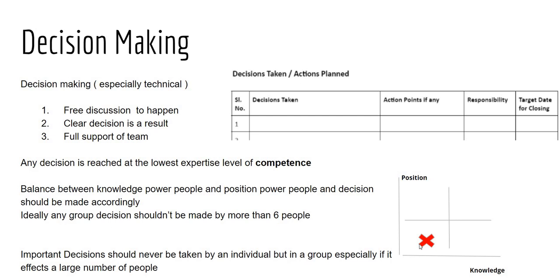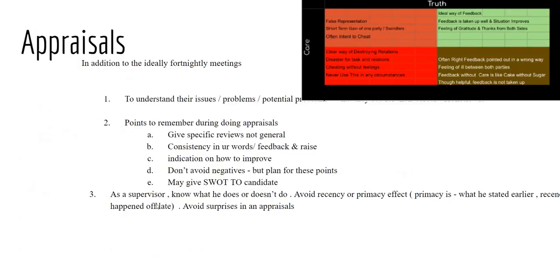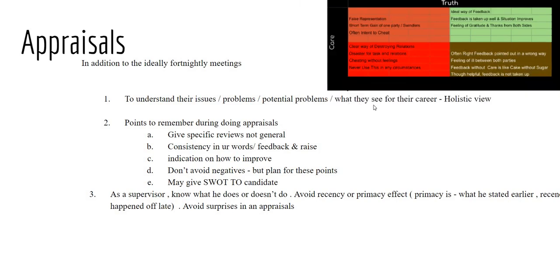Of course, listen to them openly, freely, let them express. But if you have to take any important decision, then ensure that the group does not consist of more than 6 people. Otherwise, it's very easy for the discussion to go astray. Important decisions should never be taken by an individual, but always in a group, especially if they affect a large number of people.